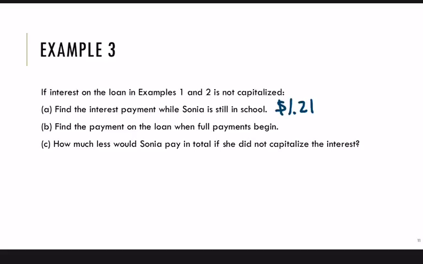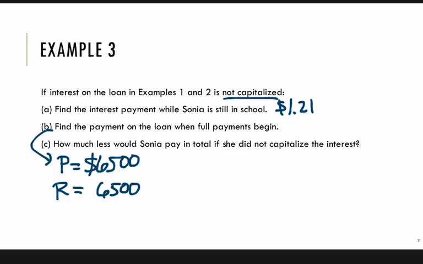Find the payment on the loan when full payments begin. Right, so if she's not capitalizing the interest, if she's paying it back as she goes during school, then that means by the time she starts making payments, her principal balance is still going to be the $6,500 that she borrowed. Right, so we're going to go back and reuse the monthly payment formula, but this time we're going to use $6,500 as the principal instead of the amount that includes the interest.